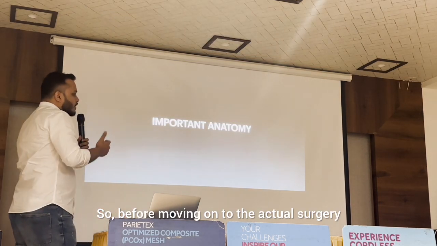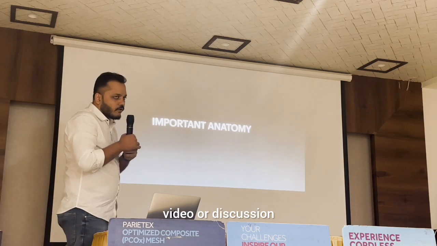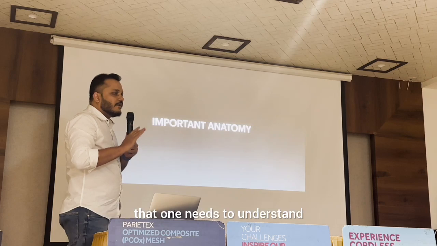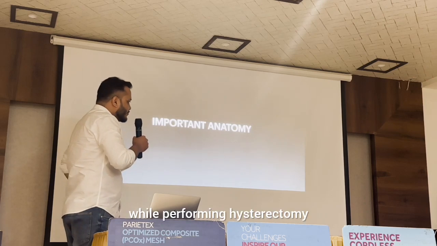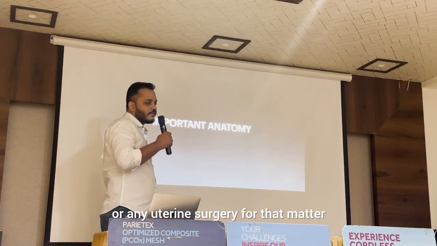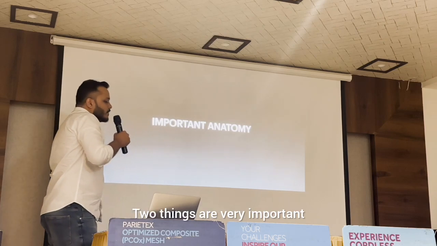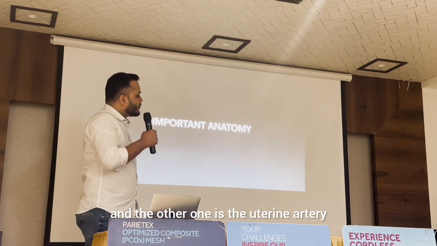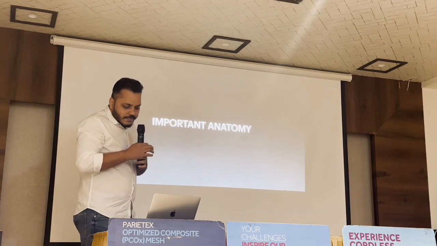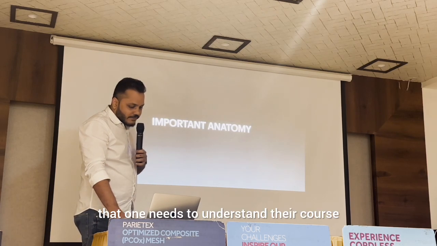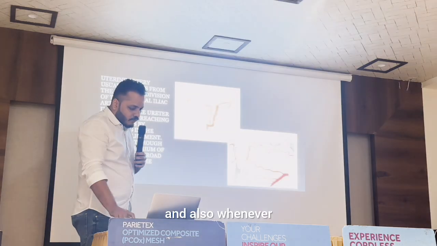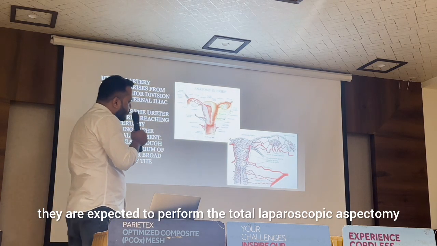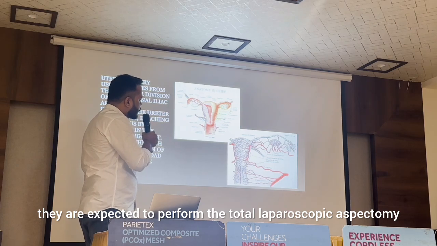So before moving on to the actual surgery video or discussion, there are only a few points about the anatomy that one needs to understand while performing hysterectomy or any uterine surgery for that matter. Two things are very important. First one is the ureter and the other one is the uterine artery. These are the two things whose course one needs to understand, whenever they are expected to perform a total laparoscopic hysterectomy.